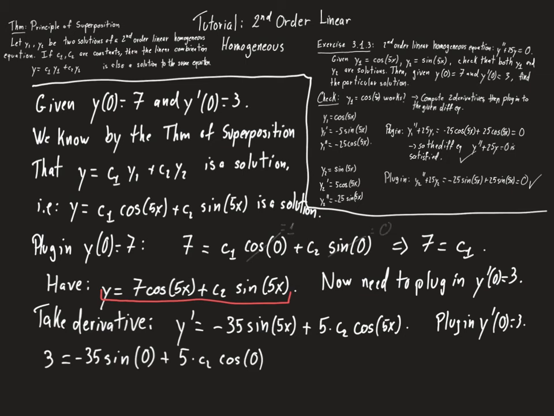And once again, keep in mind that sine of 0 is 0, and cosine of 0 is 1. So this gives us that 3 is equal to 5 times c2. So therefore c2 is equal to 3/5.